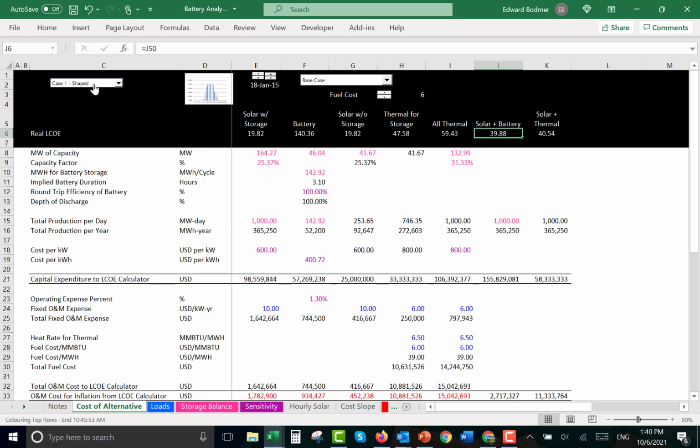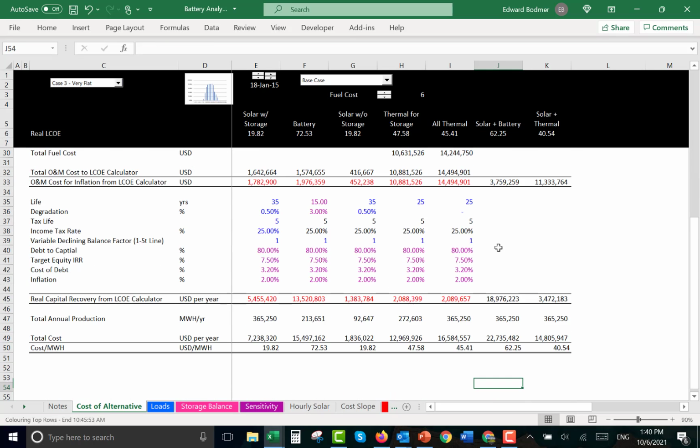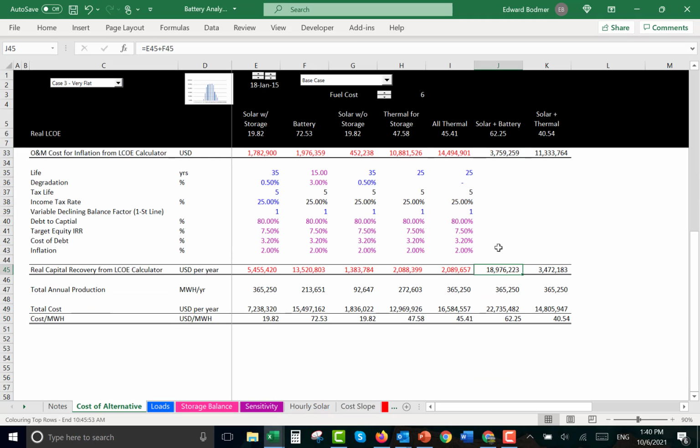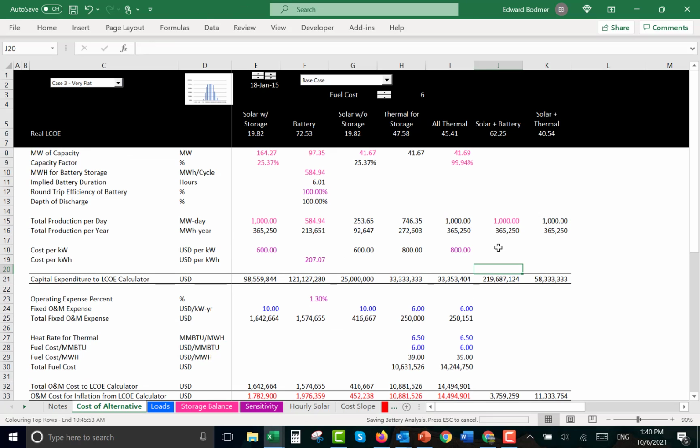And then if it's totally flat load, we're somewhere in between, and the solar plus the thermal is beating the solar plus the battery cost. And we get that by adding up all the fixed costs and the variable costs. So this file, I think, is kind of important finally.